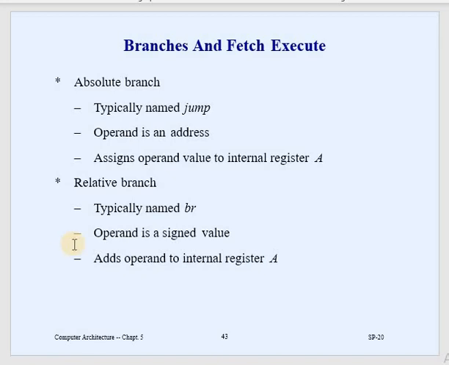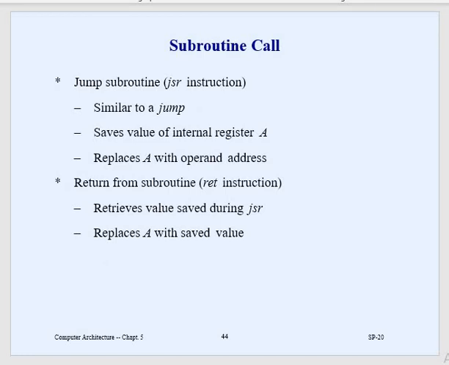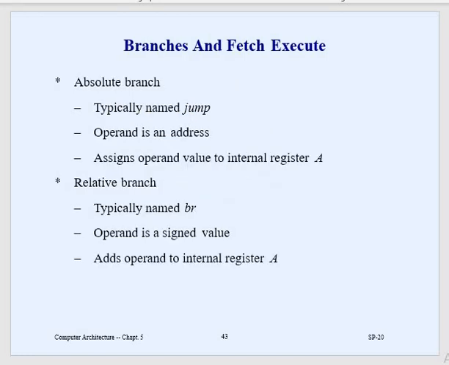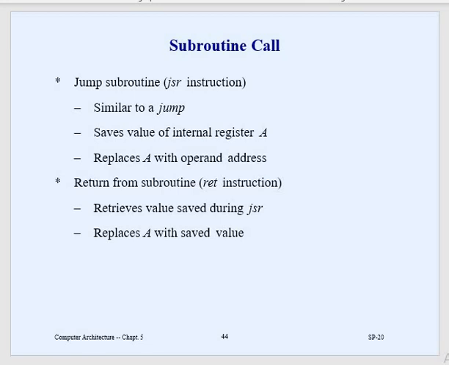In that case, it will jump forward or backward and perform the relative branch. Okay, and subroutine. What is subroutine? It is also a jump subroutine or JSR. And so we use this instruction through the JSR instruction, and it is very similar to a jump instruction which we discussed on the last page, absolute branch. So the jump subroutine saves the value of internal register A, replaces A with the operand address, and returns from the subroutine.